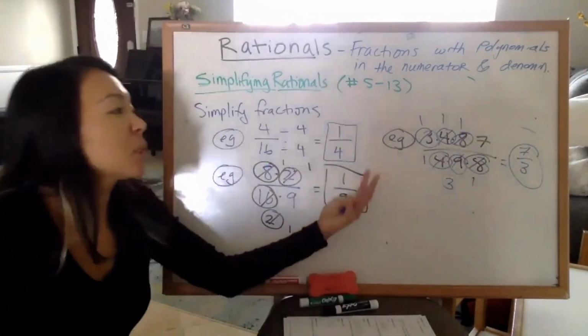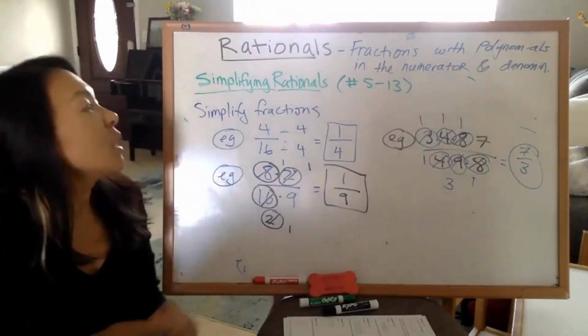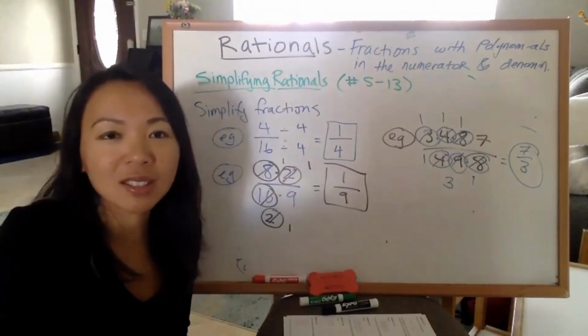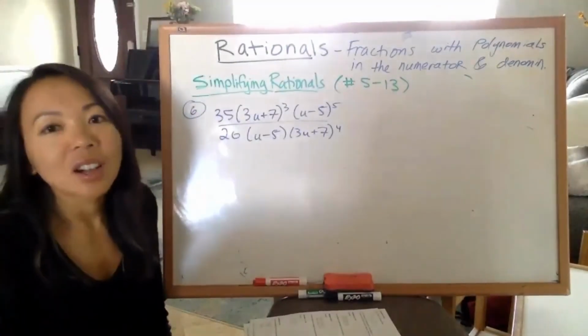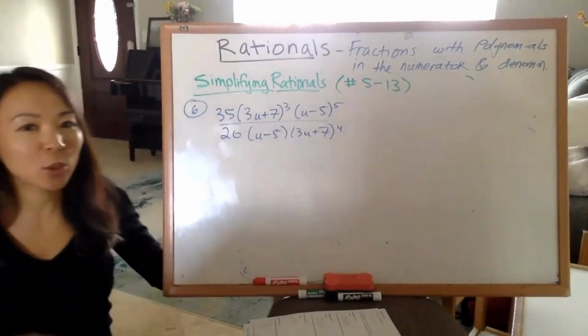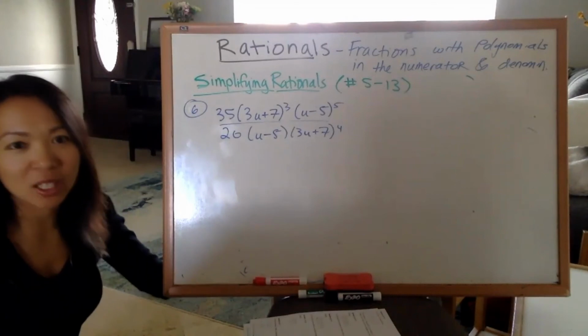That's a lot simpler to do than multiplying it all out and having to deal with really big numbers. So now let's take a look at how we apply this to simplifying rationals. All right, so here we have this ugly looking thing, but guess what? You have the tools to simplify it, even though it looks complicated. It's the same rules as we did with fractions.